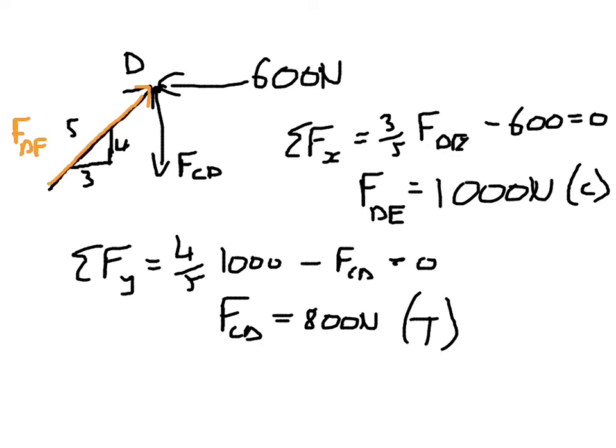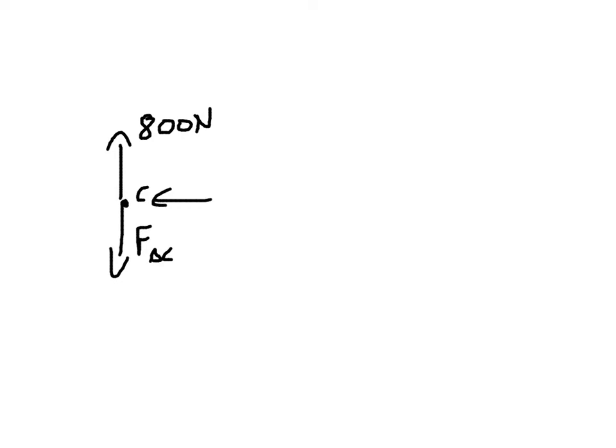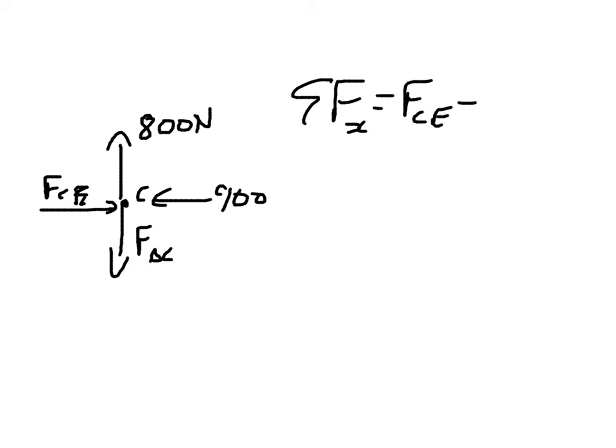So the next joint you could move to is pin C. Pin C, relatively simple to draw. We've got the 800 newtons we calculated earlier. We've got the 900 newtons that we're told is acting. We've got FCE. So the sum of our forces in the x is going to be FCE minus 900. So FCE has to equal 900.